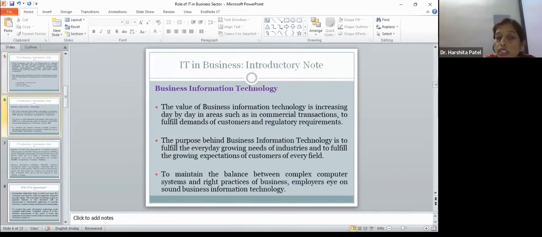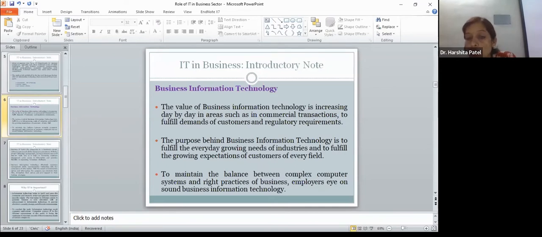Here we can use the term business information technology, where we are talking about information technology especially for business. The value of business information technology is increasing day by day in areas such as commercial transactions, to fulfill demands of customers and regulatory requirements. The purpose behind business information technology is to fulfill the everyday growing needs of industries and the growing expectations of customers of every field, right? To maintain the balance between complex computer systems and right business practices, employers keep an eye on sound business information technology.